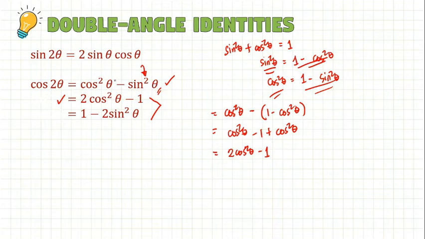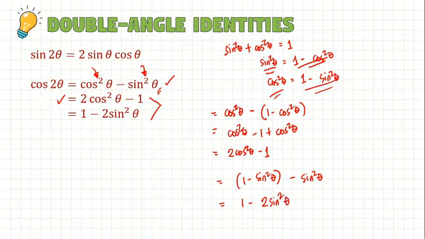Okay, now let's try to substitute cosine squared theta. So we will have here cosine squared theta is just 1 minus sine squared theta, minus sine squared theta. So from that, we have 2 negative sine squared theta here. So this will now be equal to 1 minus 2 sine squared theta, which is our third formula for cosine 2 theta. Okay, so that's it.